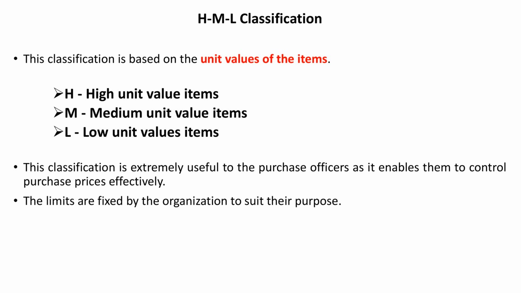HML classification. HML classification is based on unit value of material items. H stands for high unit value items, M stands for medium unit value items, and L stands for low unit value items. This classification is extremely useful to the purchase officers as it enables them to control purchase prices effectively. The limits are fixed by the organization to suit their purpose.